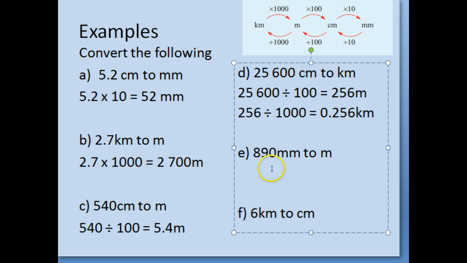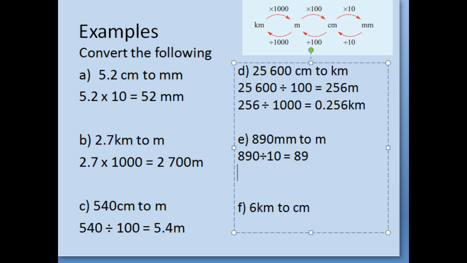Okay, let's have a look at the next one. Again, this is one where we'll need to do 2 jumps. We have 890 millimetres, and we need to convert it to centimetres. So the first thing we need to do is 890 divided by 10, which gives us 89. And then we need to do 89 divided by 100, because this was 89 centimetres, we need to go to metres. So we need to do 89 divided by 100, which gives us 0.89 metres.